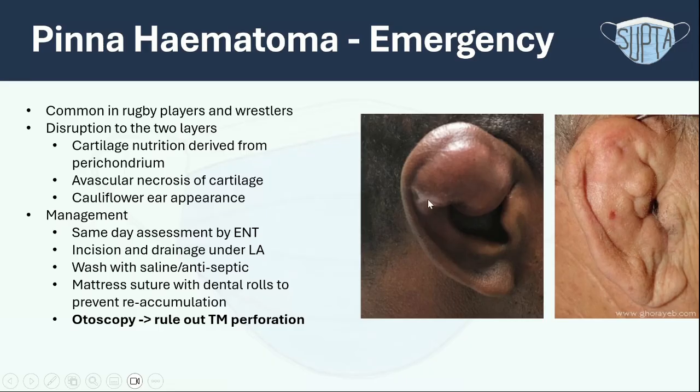So it's really important that you have a same-day assessment by ENT and incision and drainage under local anaesthetic. You can also wash with saline, antiseptic, and then use a mattress suture with dental rolls to prevent reaccumulation. And you also want to do otoscopy to rule out a tympanic membrane perforation as well, particularly if someone is presenting with hearing loss alongside these signs.